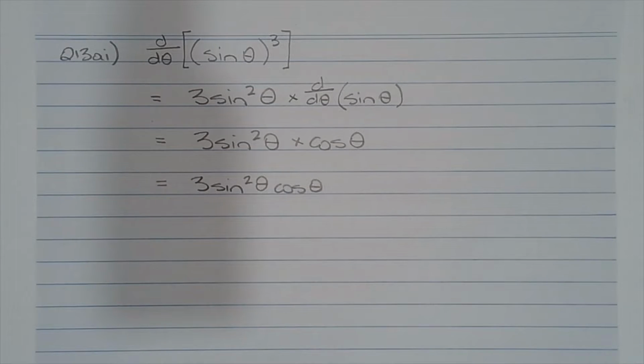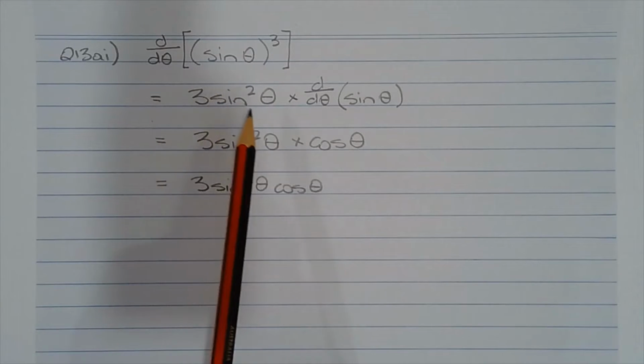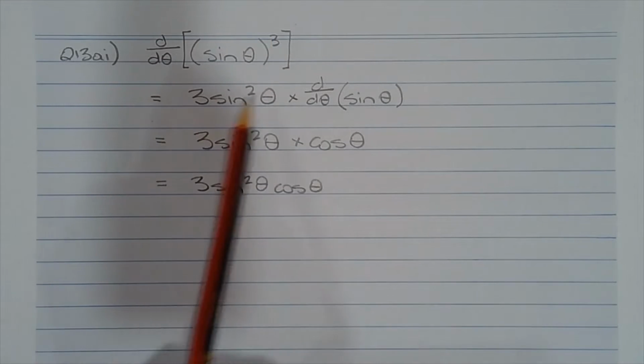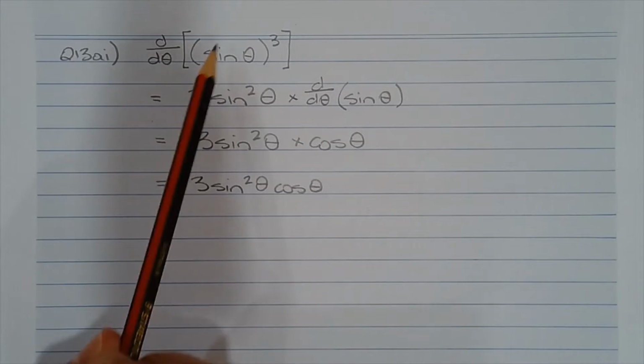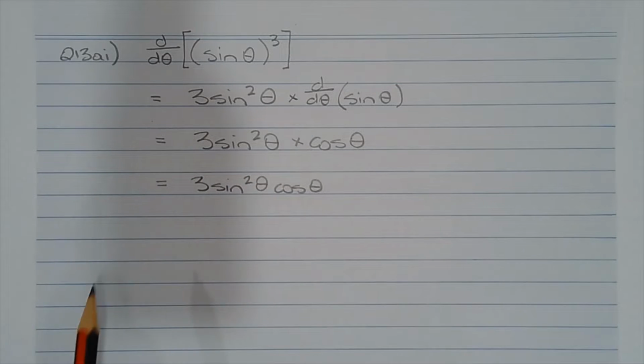Hence, by the chain rule, d/d theta of sine theta all cubed is equal to 3 sine squared theta multiplied by d/d theta of sine theta, so that's the derivative of the outside multiplied by the derivative of the inside. And that equals 3 sine squared theta multiplied by cos theta, which equals 3 sine squared theta cos theta.